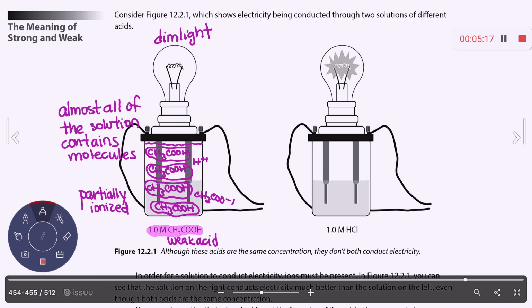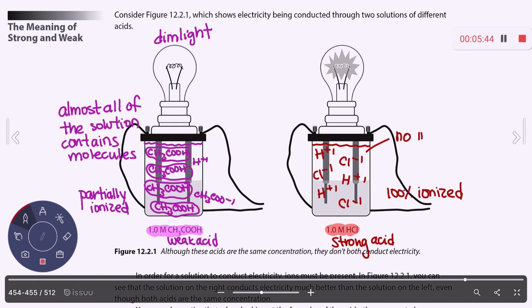Okay, over here, I have 1 molar hydrochloric acid. Hydrochloric acid is a really strong acid. Strong acids are 100% ionized. So that means in the water, I would only have ions. So you will never have an intact molecule. Okay, and then the light bulb would be dim or bright.